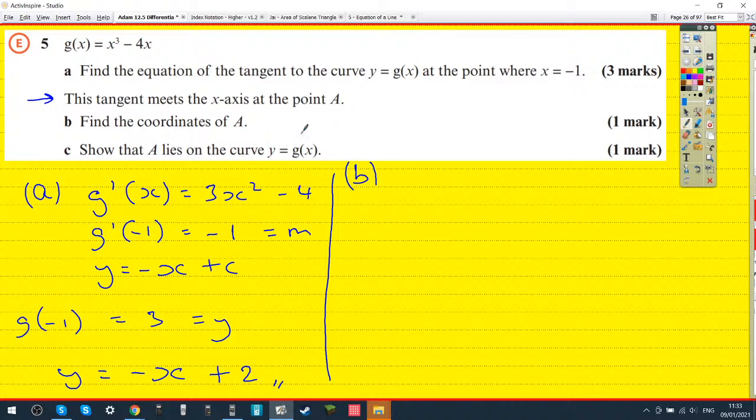At the point where x is minus 1. Okay, what do you know about the point? So a different point now, where this tangent meets the x-axis. What do you know about every point on the x-axis? y is 0. Yes. And so use that to find the coordinates of A.